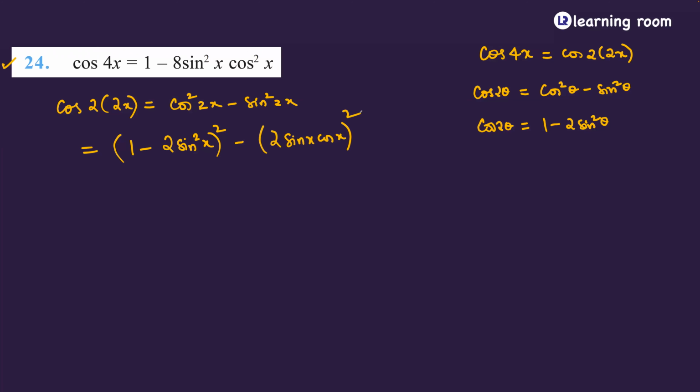This is going to be the whole square again. Right? So this will be how much? 1 plus 4 sine power 4x. Oh, you have sine power 4 here. Huh?